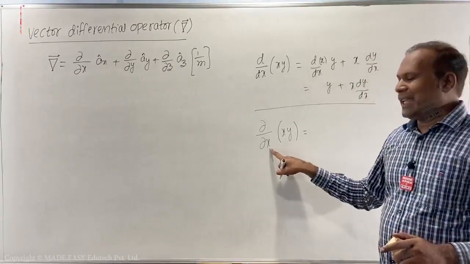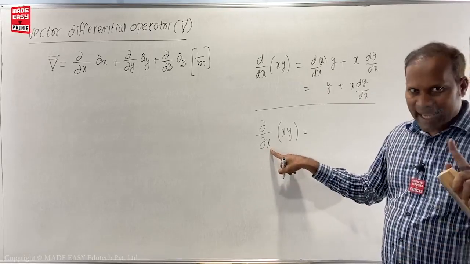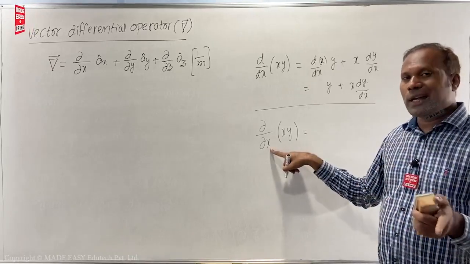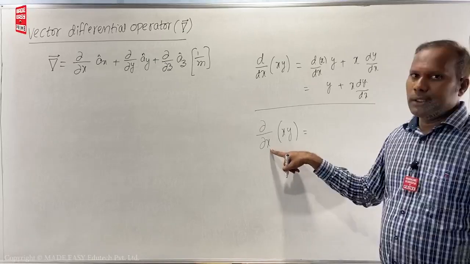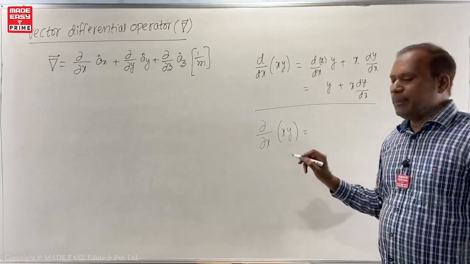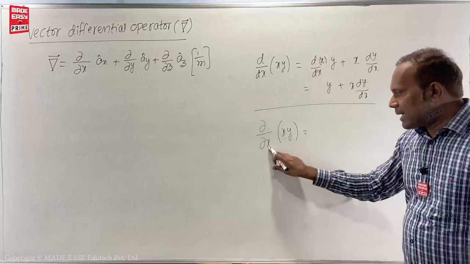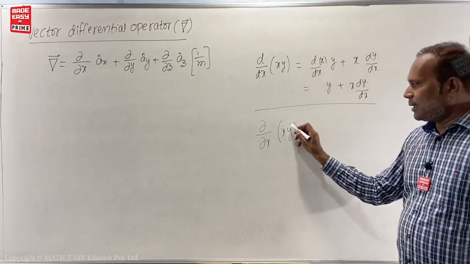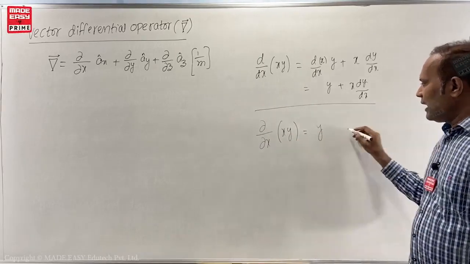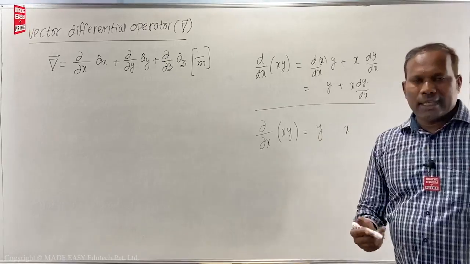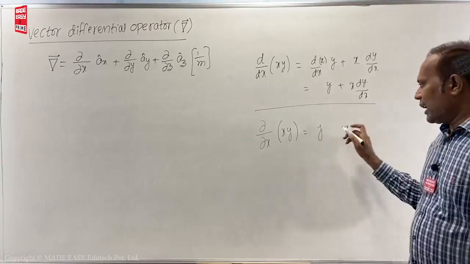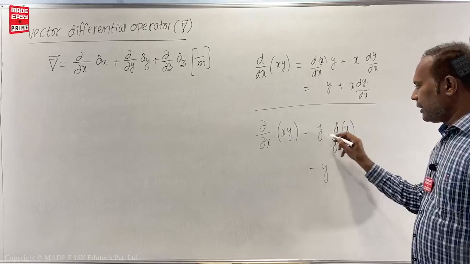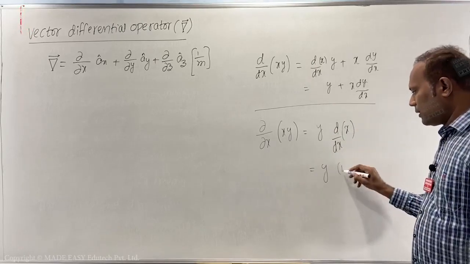give the partiality to x. That means give so much importance to x. Don't give importance to the other variables. That means you have to consider them as constants. So dou by dou x of xy means you take x as a variable, others are constants. If you take y as a constant, then it will come out, and only x will be there. If only x is there, then no need to show partiality. You can take normal differentiation like d by dx. Now that is equal to y into d by dx of x, which is 1, so y.